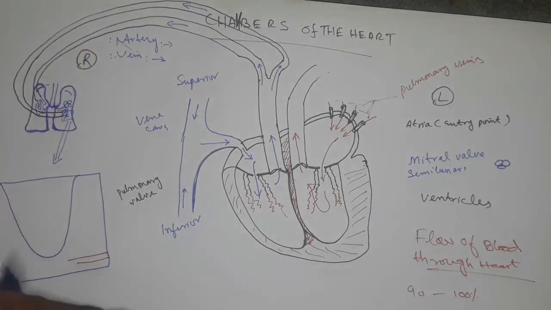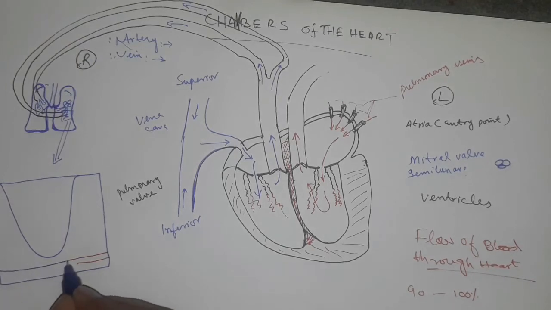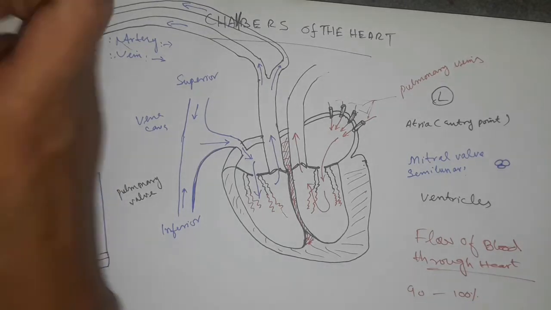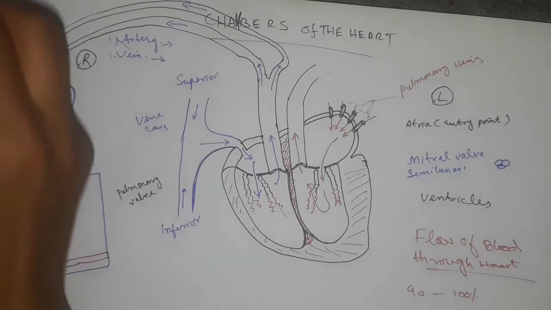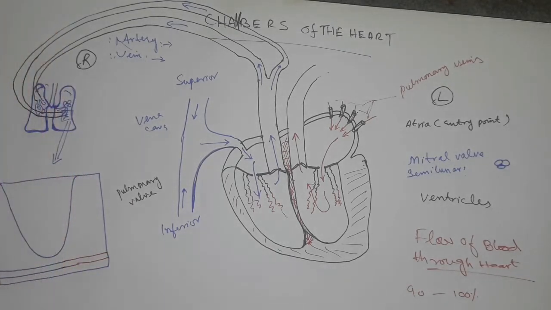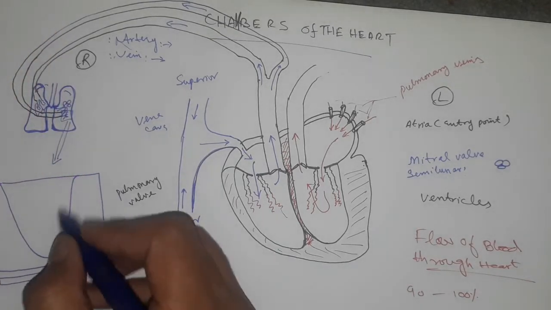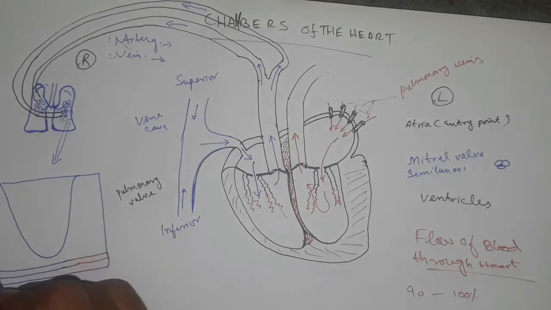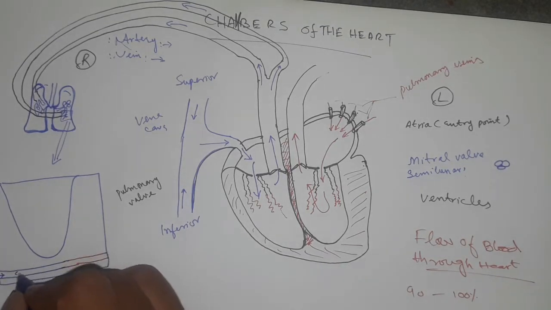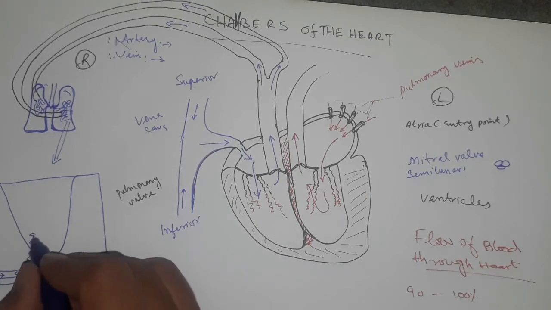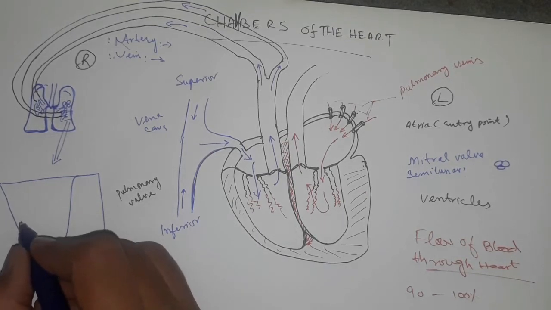Rather, I will draw it. This is a vein, and this is a capillary. So what happens when blood enters here? This is the deoxygenated blood. So carbon dioxide here will move into the alveoli, alveolus.